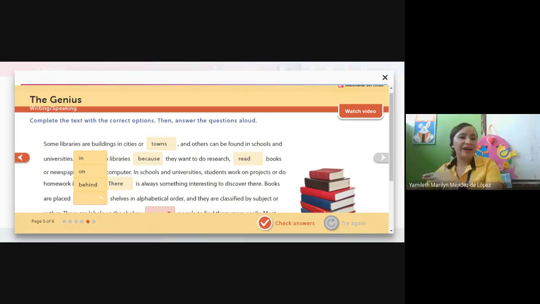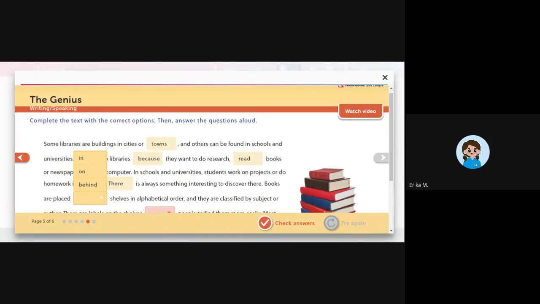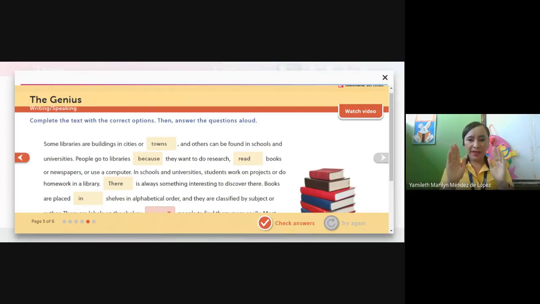In or on? I heard someone say on. Okay, on, teacher. Aren't you sure that it is in? Okay, I'm going to explain this. Pay attention. Remember the prepositions. We have three options here. In Spanish, adentro. On, sobre. Behind, atrás. Books are placed in shelves in alphabetical order.